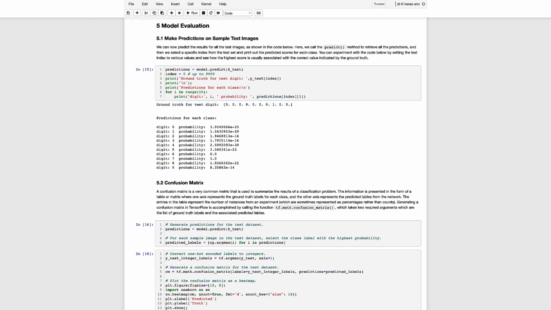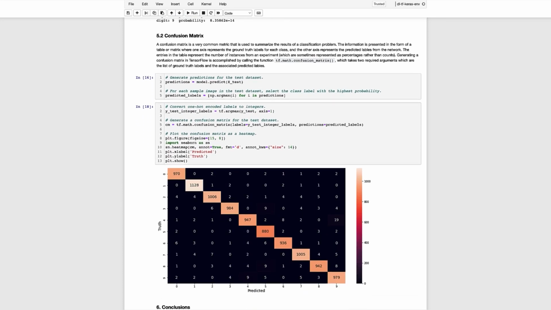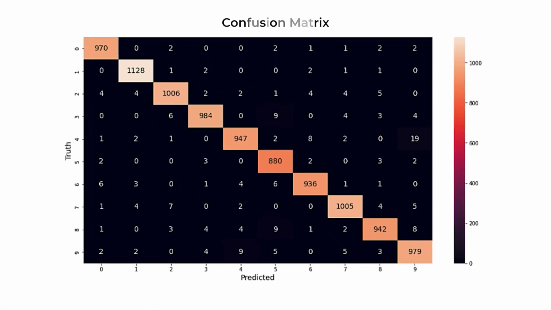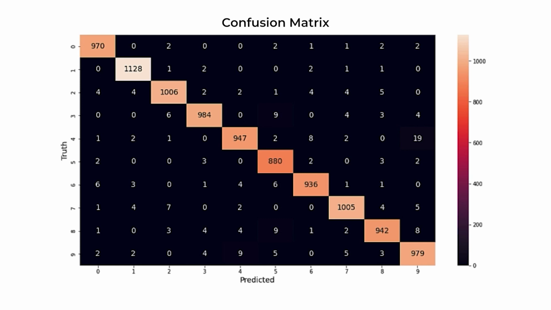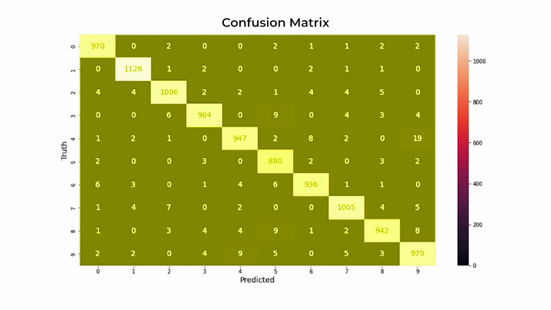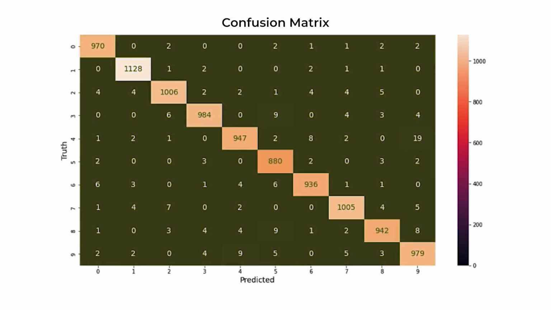However, a more informative way to evaluate the model on the entire test set is to produce what's called a confusion matrix, and that's the topic of the last section in this notebook. A confusion matrix is a very common metric that's used to summarize the results of a classification problem. The information presented is in the form of a table or a matrix where one axis represents the ground truth labels for each class, and the other axis represents the predictions from the model. The total number of entries in the table represent the number of instances from an experiment.